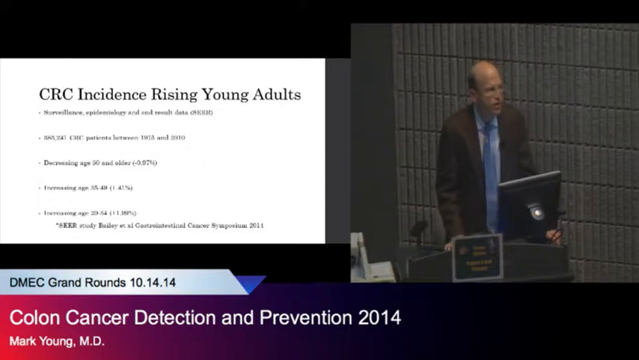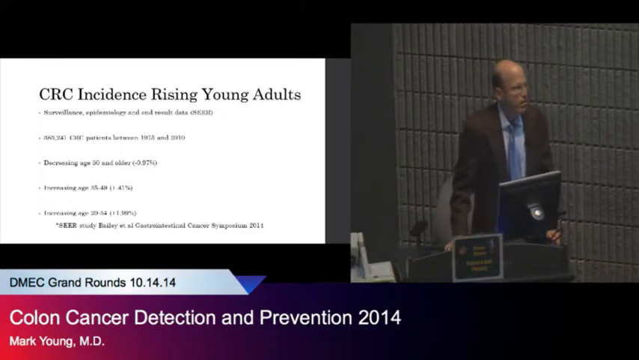And this is data obtained from the SEER study, from the oncologic data that was just presented. What it did was it looked at about 400,000 patients between 1975 and 2010 that had colon cancer. And you can see that there was a decreasing rate by almost 1% of those after age 50, but people that were age 35 to 49 had an increase of 0.41%. And actually, patients ages 20 to 34 had an increase of almost 2%.